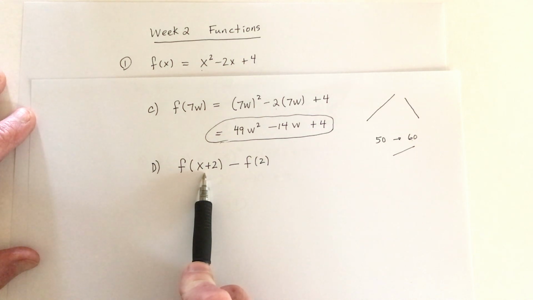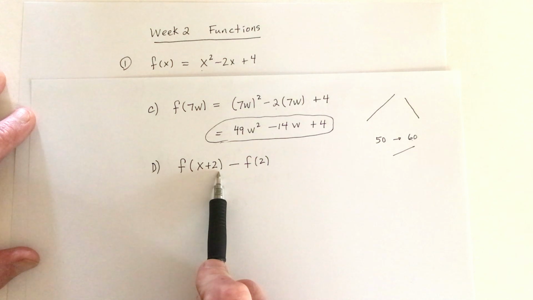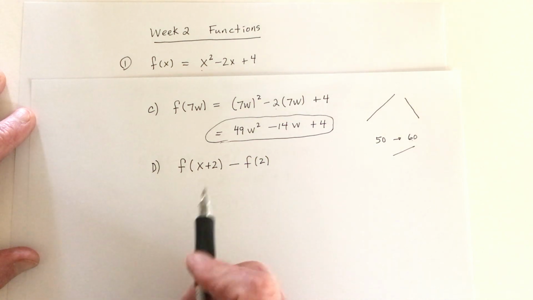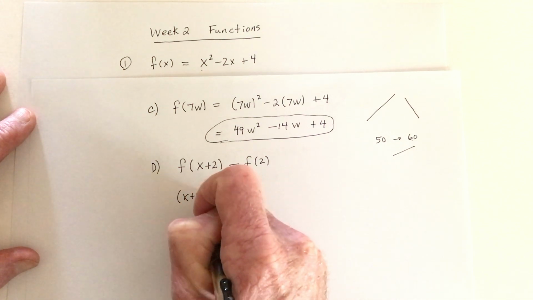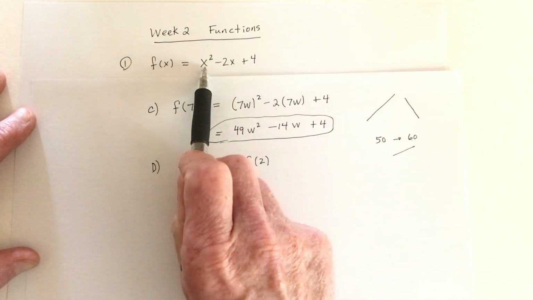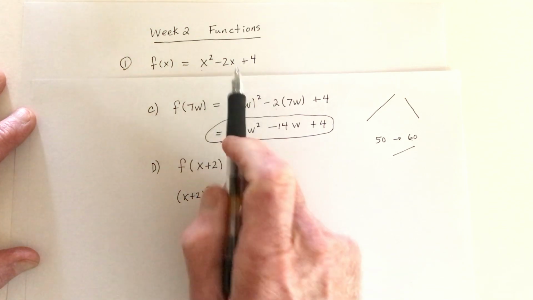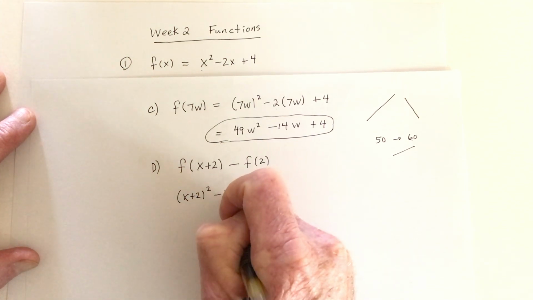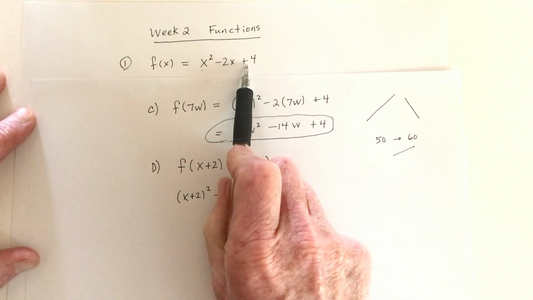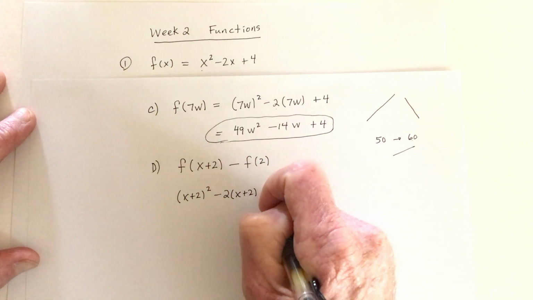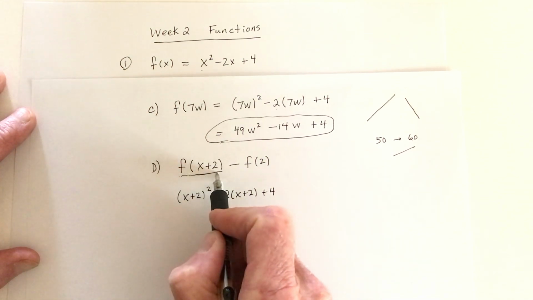So this is saying, first of all, replace the x's with parentheses x plus 2. So for this one, it's going to look like parenthesis x plus 2 gets squared. That's that part. Then put the parentheses x plus 2 right here. So minus 2 times parentheses x plus 2. And then there's the plus 4. Okay, this part is done.